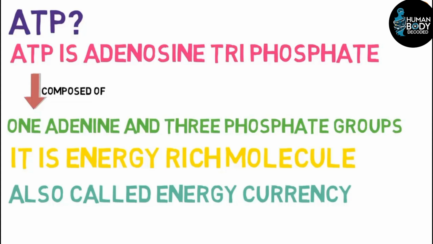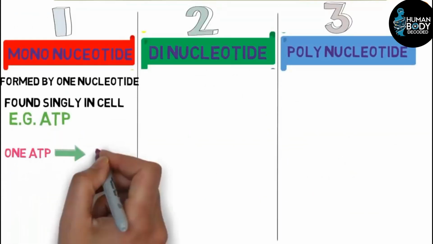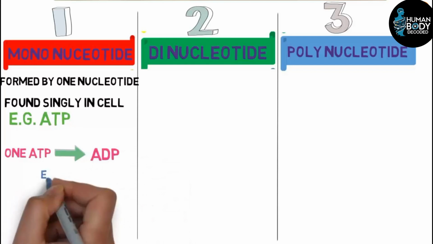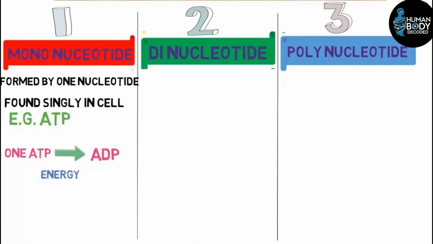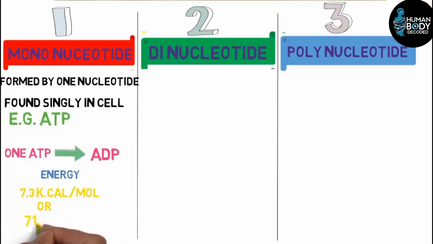Now, how is ATP used? When one ATP is converted into one ADP, then energy is released, and that energy is used in various functions of the body. If we talk about energy, when one ATP is converted into one ADP, the energy released is 7.3 kcal/mol. This is also called 30.6 kJ.